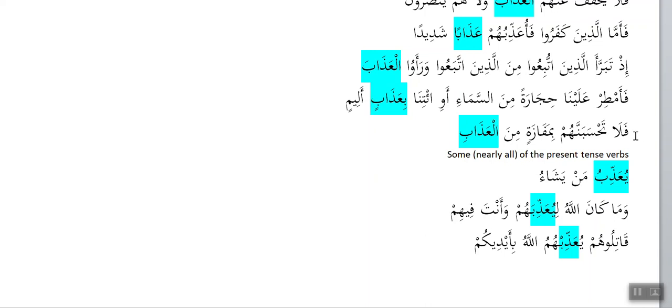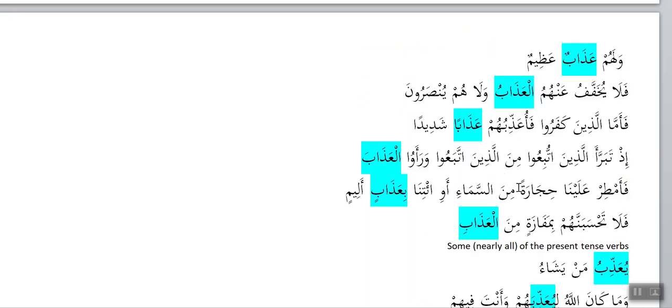فلا تحسبنهم بمفازة من العذاب. And do not think that they would be safe or saved from the punishment. Here al-adhabi is majroor because of min, harfu jar, and because of the alif and lam you say al-adhabi and you don't say al-adhabin, because you cannot have tanween and alif and lam on the same word.